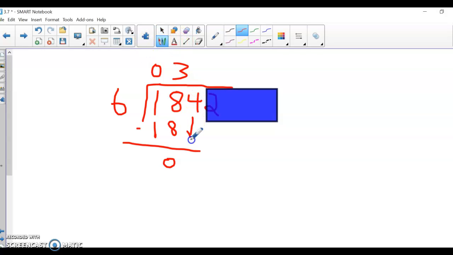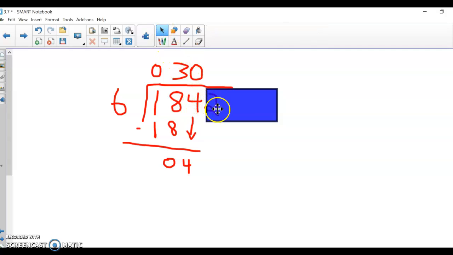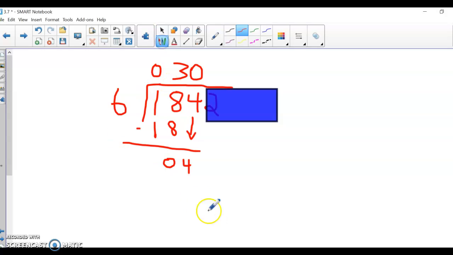So sometimes I like to draw the arrow, bring down my 4. Okay, so can 6 go into 4? Ooh, now we have a problem. 6 can't go into 4. Okay, and so if 6 can't go into 4, that means we have 0 tens. But oftentimes kids forget to put the 0 in the tens place. That is really, really important. And I'll tell you why at the end. What we do now, you can say 0 times 6 is 0 and subtract, and you have 4. You still have 4, but now we need to bring down our next value.